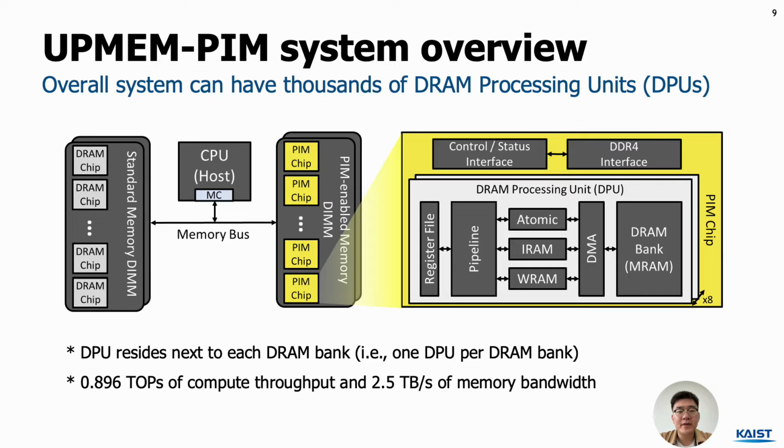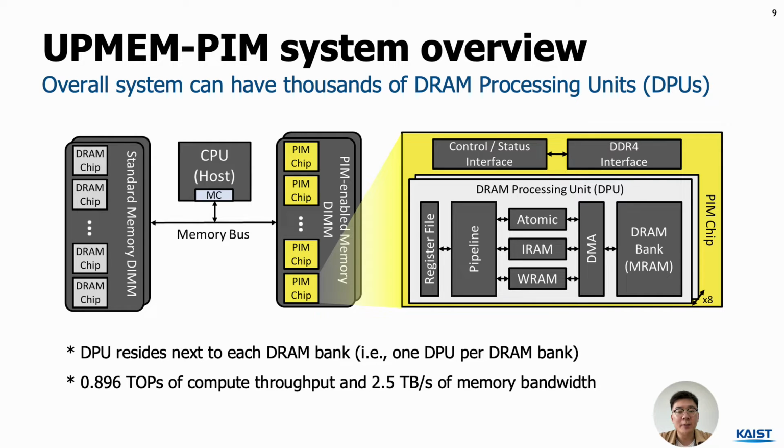UPMEM PIM complies with standard DDR specs, so it can be plugged into current computing systems and work with other conventional DDR memories. Like conventional DDR memory, UPMEM PIM has 8 chips, each of which has 8 DRAM processing units, or DPUs, which are RISC PIM cores. The DPU has a control and status interface and a DDR4 interface to communicate with the host. Inside the DPU, there's the register file, pipeline to execute instructions, SRAM memory, and DRAM bank. A DPU resides right next to each DRAM bank, therefore there is one DPU per DRAM bank.